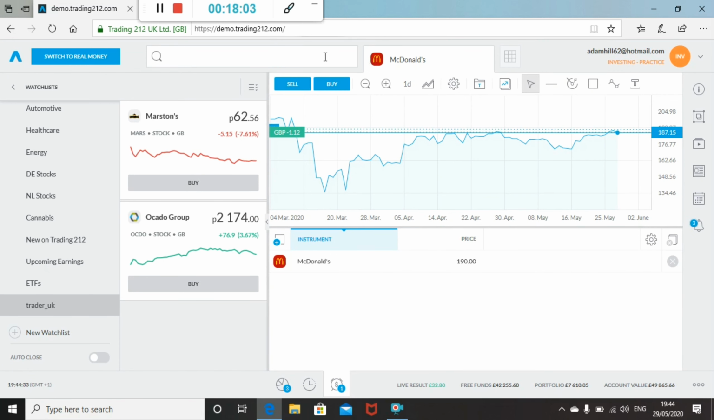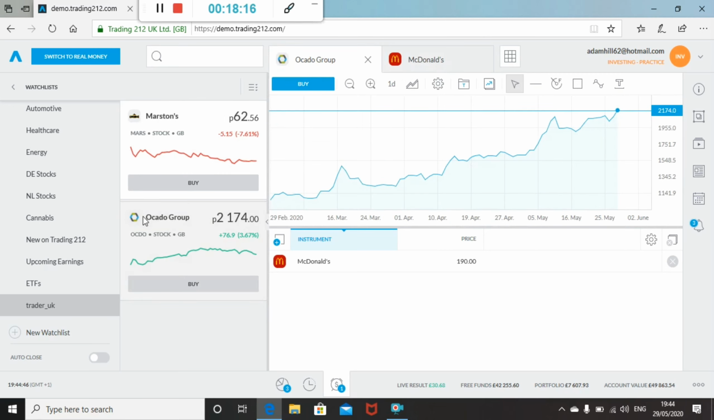Now if we move on to the center of the screen, you can see the performance chart here. This is the daily performance chart for McDonald's at the moment. If you want to change company, you can simply click on the name on the tab to the left hand side, and we now have the chart for Ocado. I'll close the McDonald's chart and we'll use Ocado as our example. And the charts that are provided by Trading 212 are pretty advanced compared to the other platforms I've used.